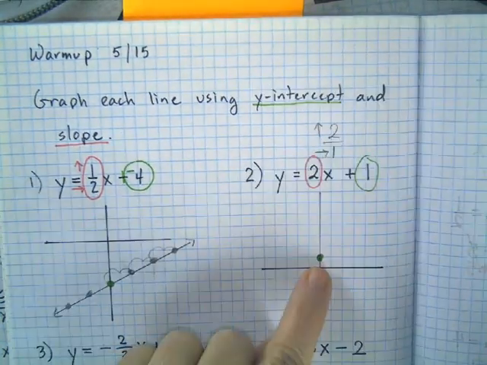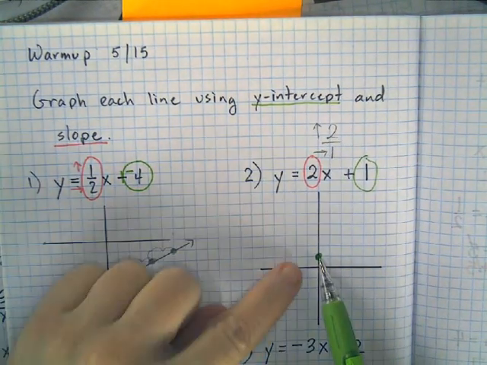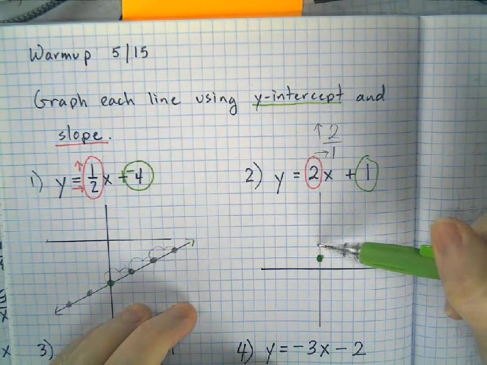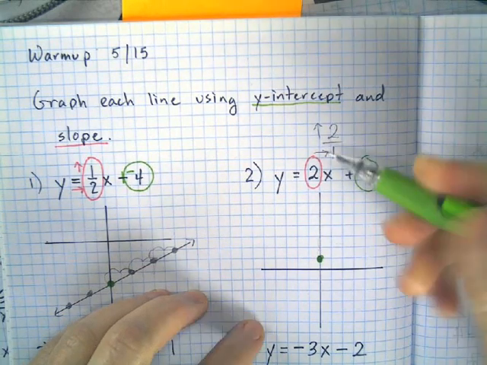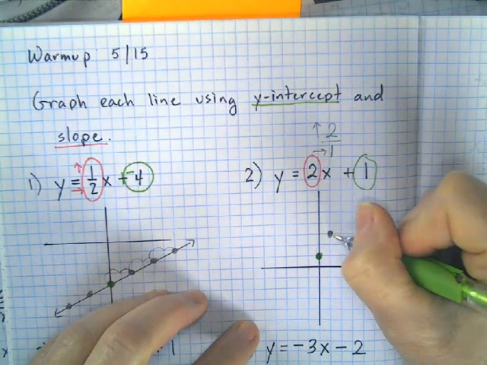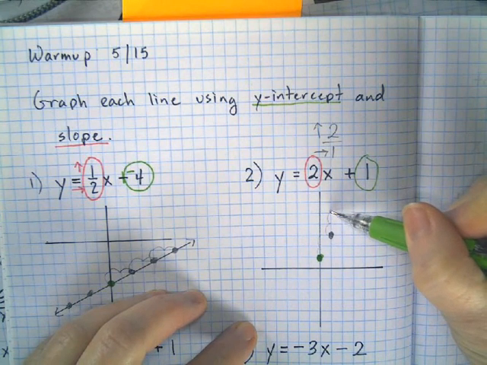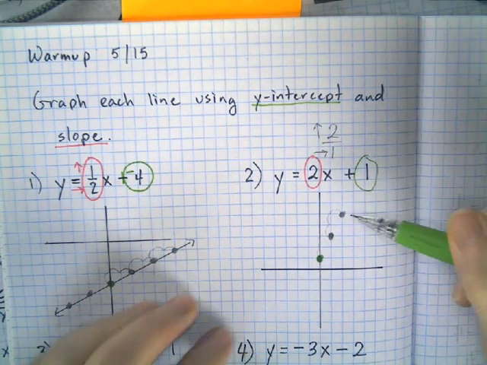So from the starting point, I'm going to go up 2, so count up 2 spaces, 1, 2, and to the right 1 space, over 1. And I can do it again. Up 2 spaces, 1, 2, and to the right 1. There it is.